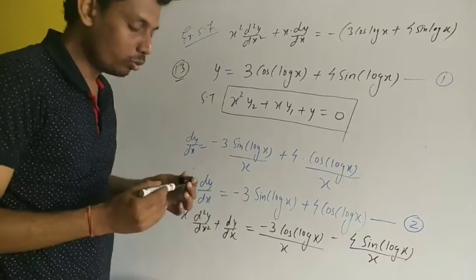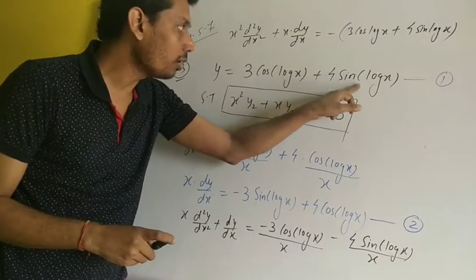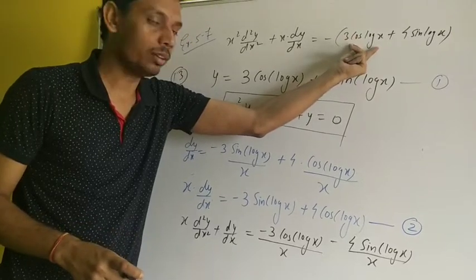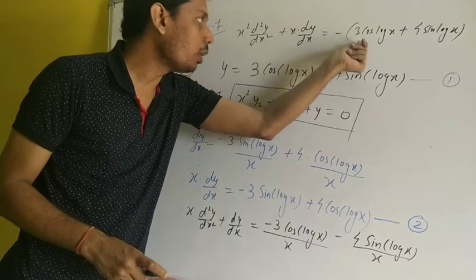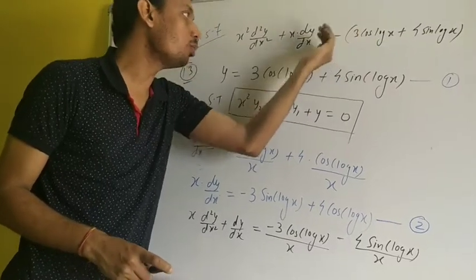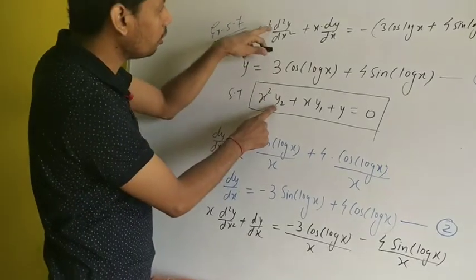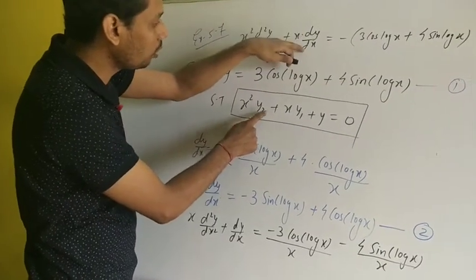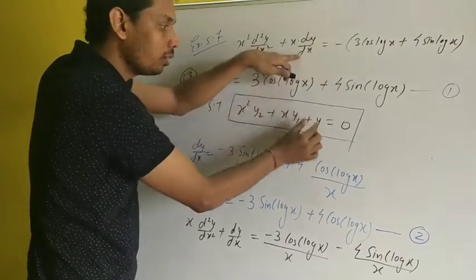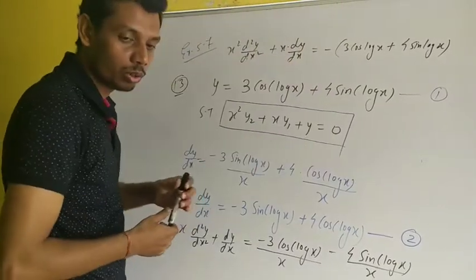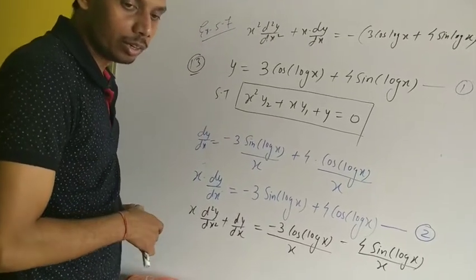Now see this equation 1, 3 cos log x plus 4 sin log x, that is equals to what? y, isn't it? So this can be replaced by y. So minus y, if we transform to this side, this becomes what? x square y2, d square y by dx square, plus x into dy by dx y1, and this minus will become plus, so this becomes plus y is equals to 0. That is what we have to prove. So here we get the result.